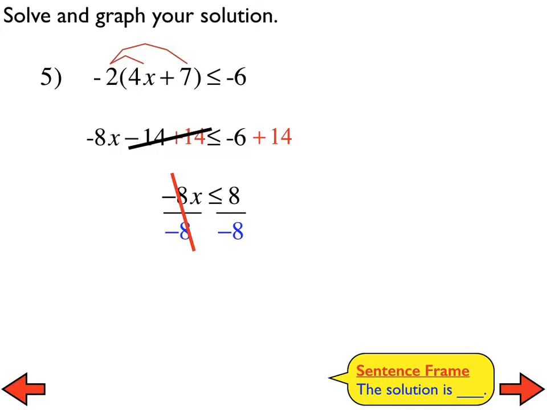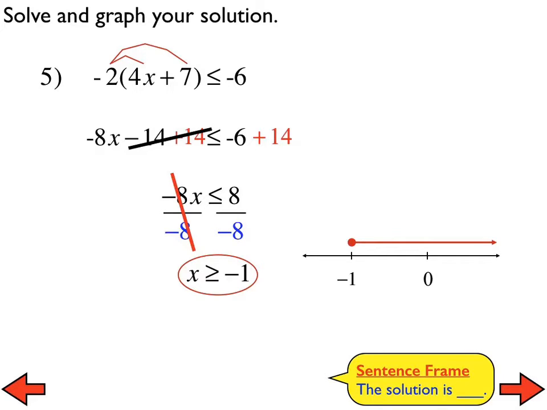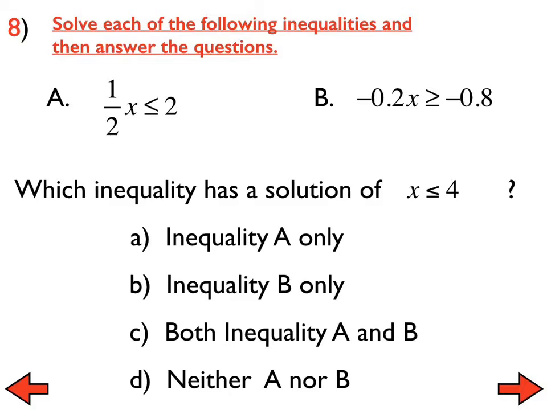Put the x on the left side, like it was. Very good. X is greater than or equal to -1, and then when you graph it, it should be a closed circle on -1 because that is included in the answers, pointing to the right. Very good. Any questions about this one? Who got this right? I did. Awesome, awesome.